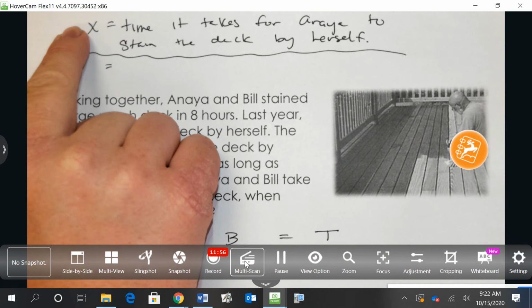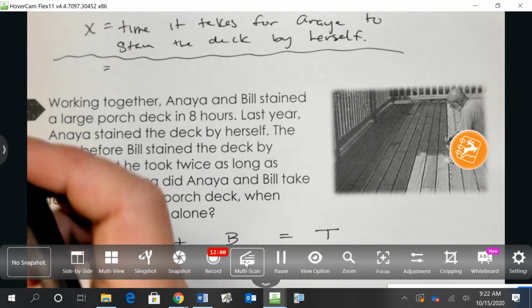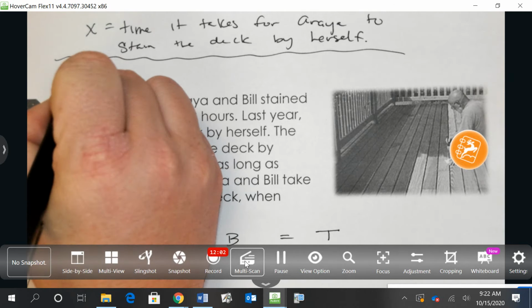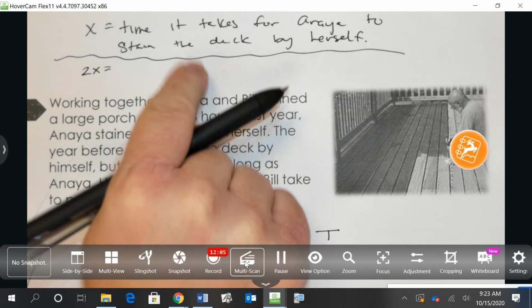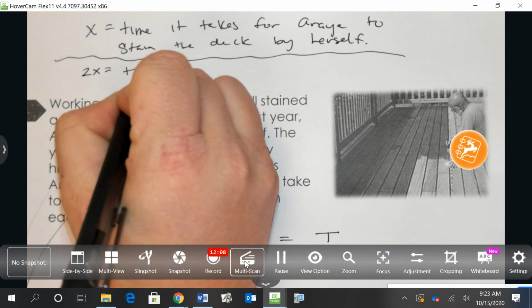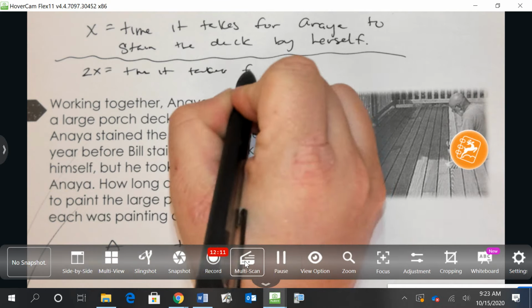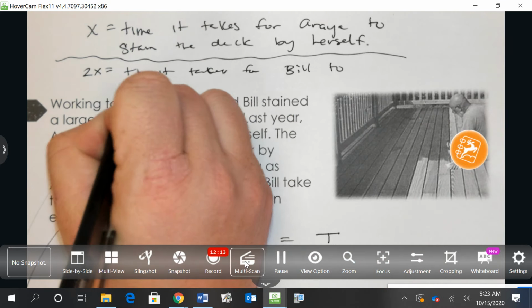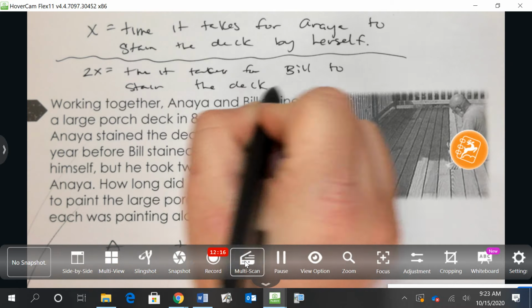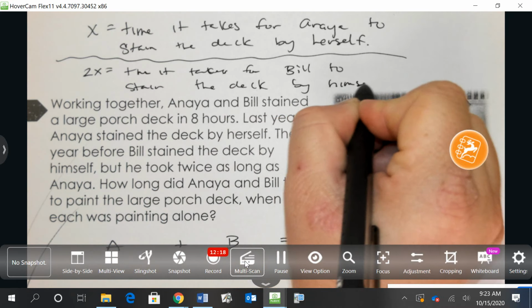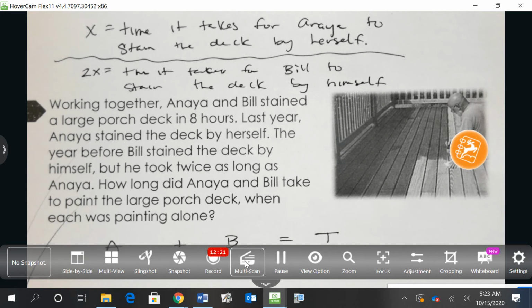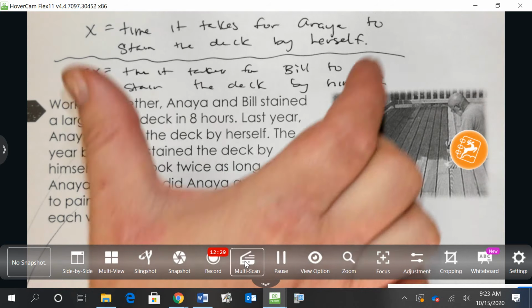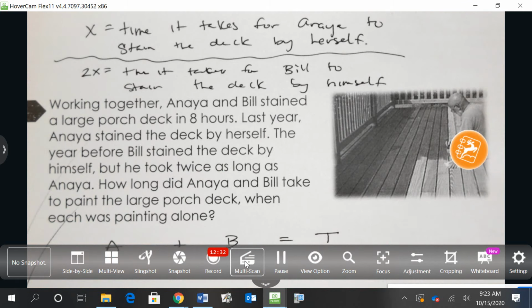And so I often suggest that after you come up with defining what the variables mean, you go back and plug in some arbitrary numbers to make sure that it does make sense. So I know it takes Bill twice as long to do the same task. So 2x is the time it takes for Bill to stain the deck by himself. Now know that for your checkpoint quizzes, and by the way, I think you have 3 or 4 on just these types of concepts before you take your next test, there is a question where you have to define the variable. So I would definitely suggest you write this down in your notes. This is example number 2.